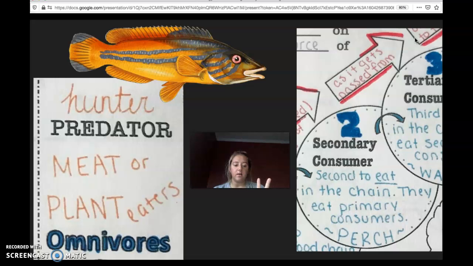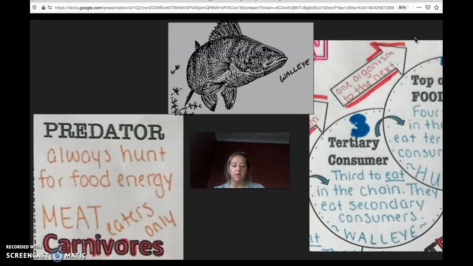So after our secondary consumer, which is the second one to eat in the chain, we have our tertiary consumers, which eat the secondary consumers. So this is the third organism to eat in our chain. In this case, we call them the walleye. Typically, these are carnivores. They will be meat eaters only. They're definitely predators. They always hunt for food energy. Our omnivores don't always have to hunt because, remember, they can eat plants too.